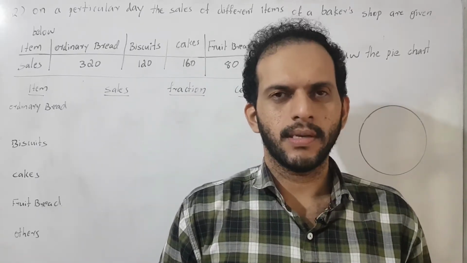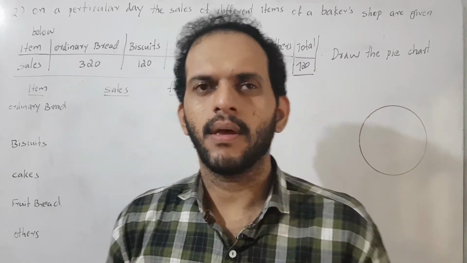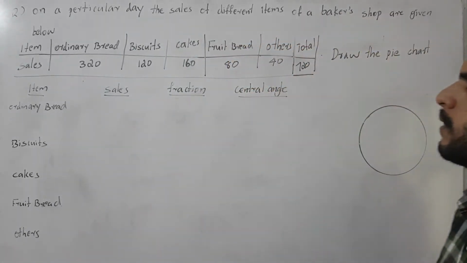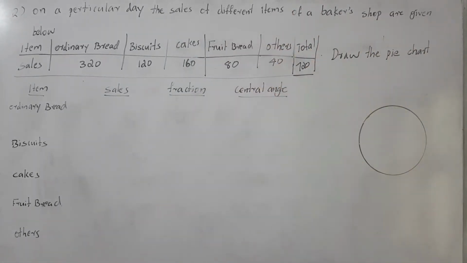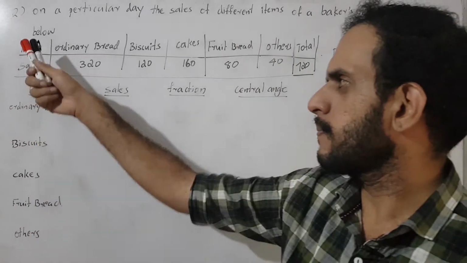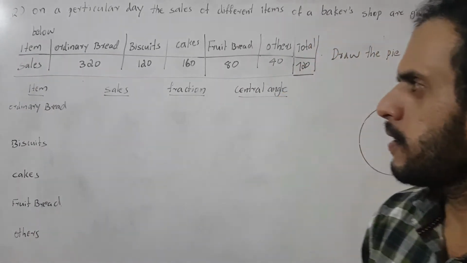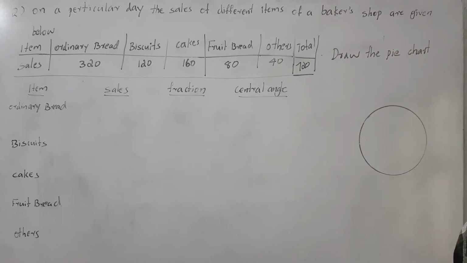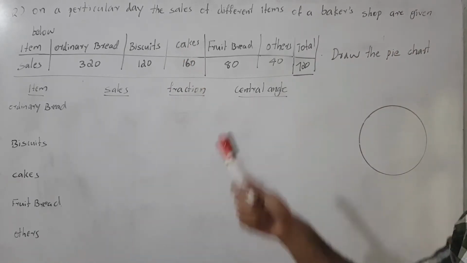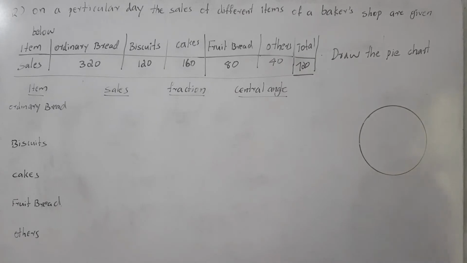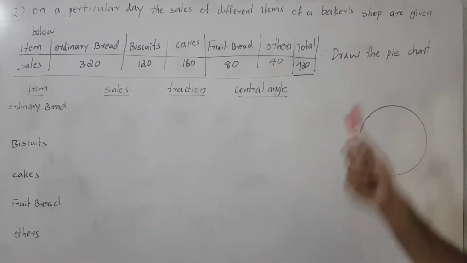Here we are discussing one more example. The example is like this. On a particular day, the sales of different items of a baker's shop are given below. Item sales: ordinary bread is the first item, the sale is 320. Biscuit 120. Cakes 160. Fruit bread 80. Others 40. Draw the pie chart.